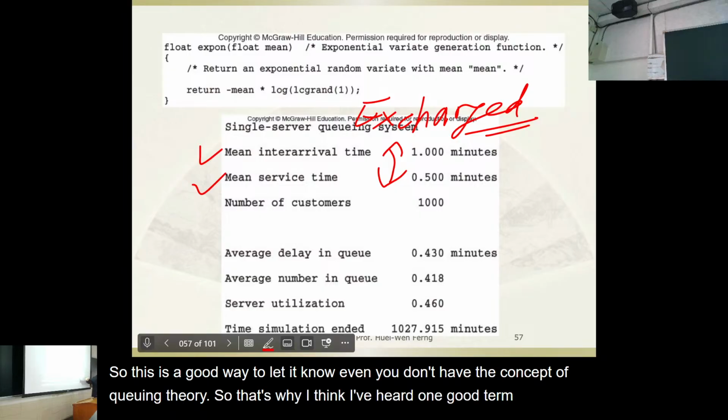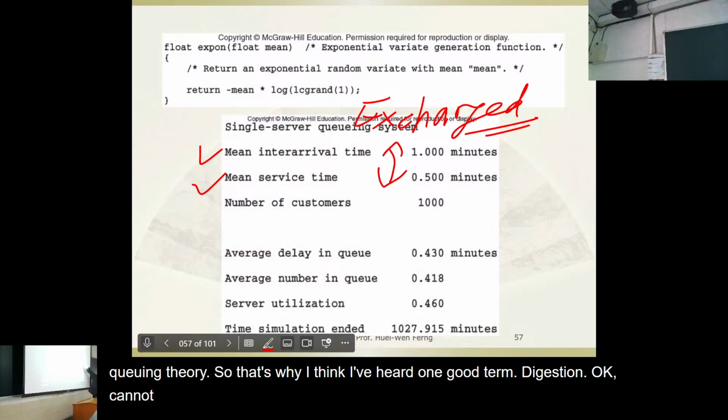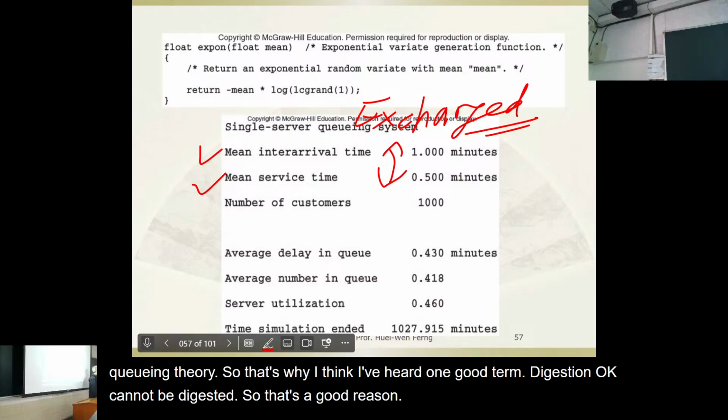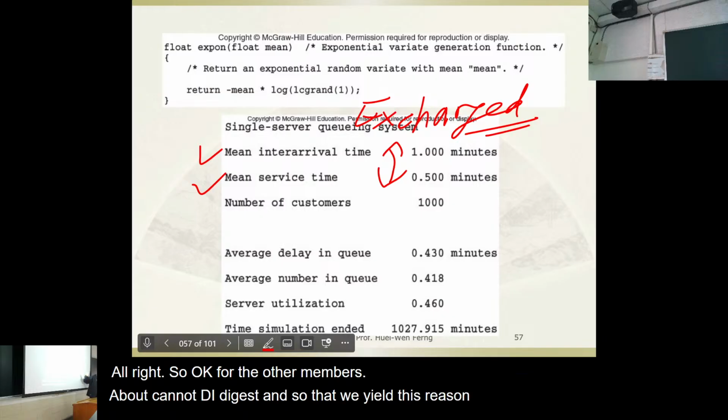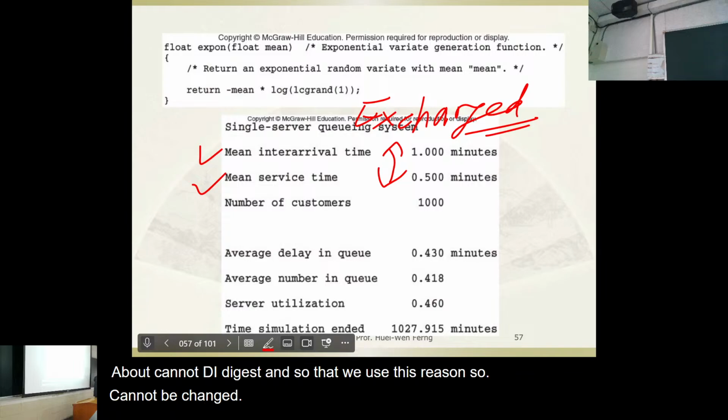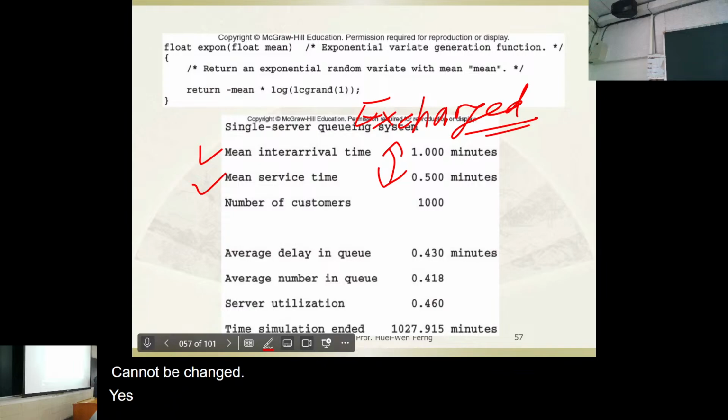Okay, cannot be digested, so that's a good reason. All right. So for the other members, about cannot digest, we use this reason. It means the customers keep coming too fast and are served too slowly. All right, for me, I can change it to a new one.